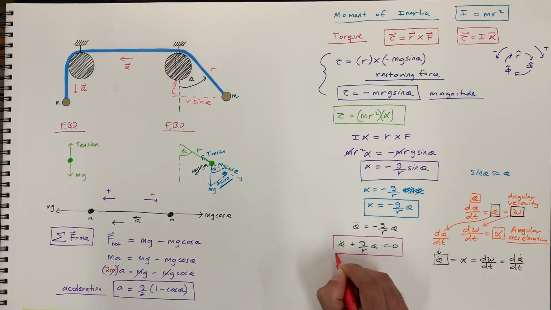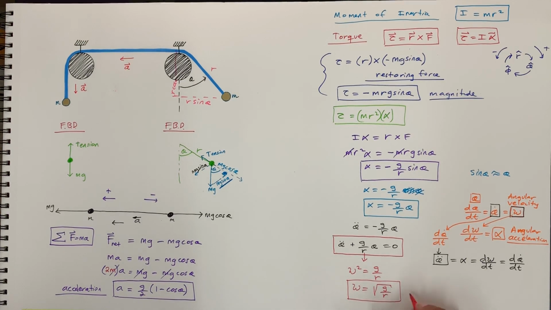So we should know what this differential equation solves to. We know that the constant in front of the theta is omega squared. So omega squared is equal to g over r, and omega is equal to the square root of g over r. So this omega is the angular frequency. That's different from the angular velocity.